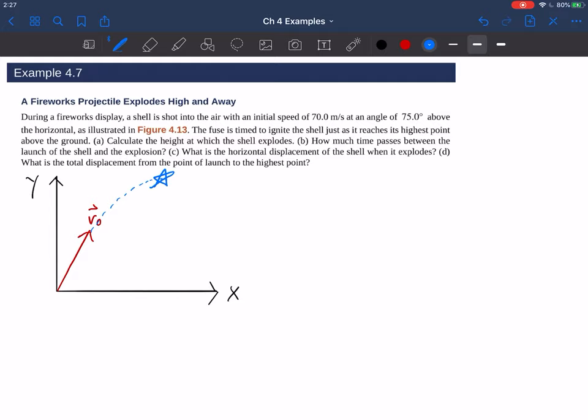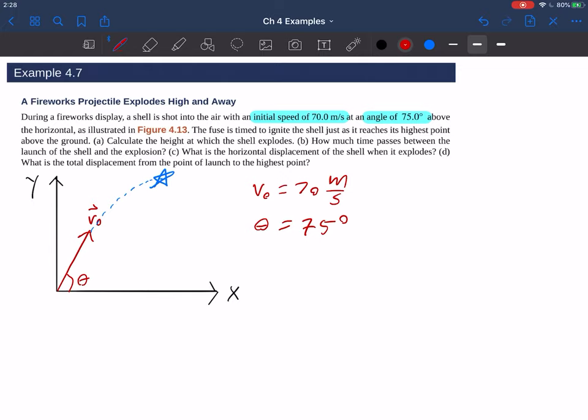We now need to think about what our knowns and unknowns are. Some of the knowns are explicitly given to us in the problem. They tell us the initial speed is 70 meters per second, and they tell us the angle the projectile was launched at is 75 degrees. So those are two key pieces of information that I should write down. My initial speed is equal to 70 meters per second, right? And that angle at which that firework is shot off, I'll call that theta, is equal to 75 degrees. So this is the angle that I'm calling theta, and we know the speed that we're shooting this projectile with.